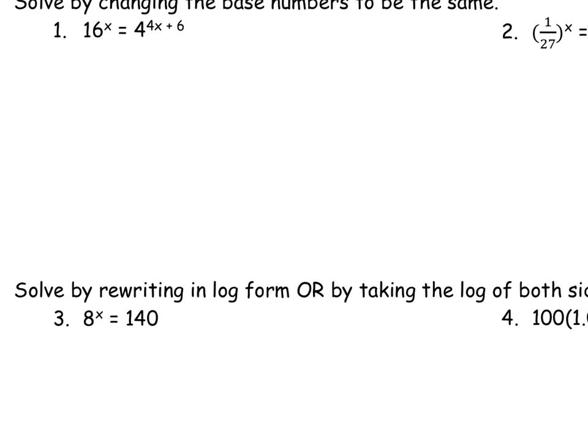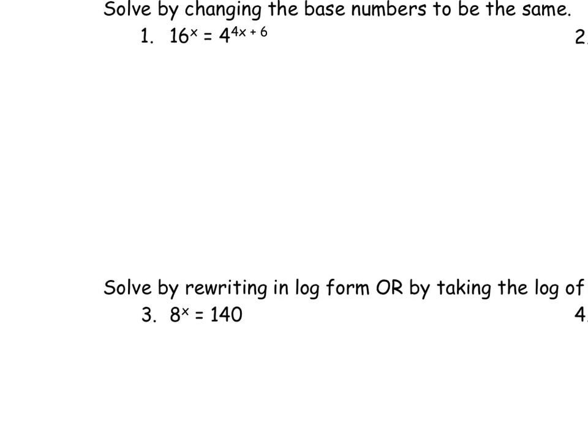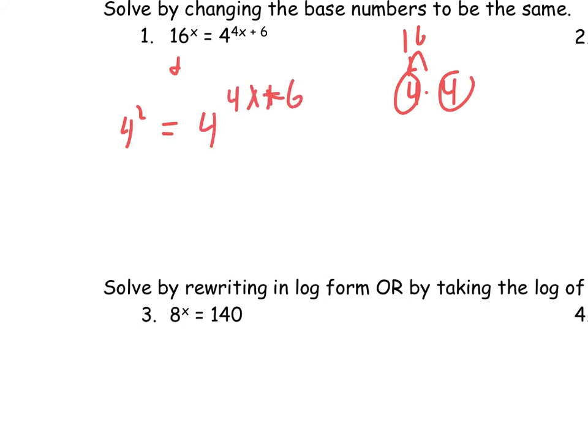But 16 here. Well, I could get these both down to a base of 2, but I do know this. 16 is actually 4 times 4. Now I know they're not prime, but 16 is 4 squared. So I could say this is 4 squared equals 4 to the 4x plus 6 power. They have the same base, so the exponents have to be equal. So that means 2 has to equal 4x plus 6. And then you guys can kind of solve that from there. Subtract 6, divide by 4.